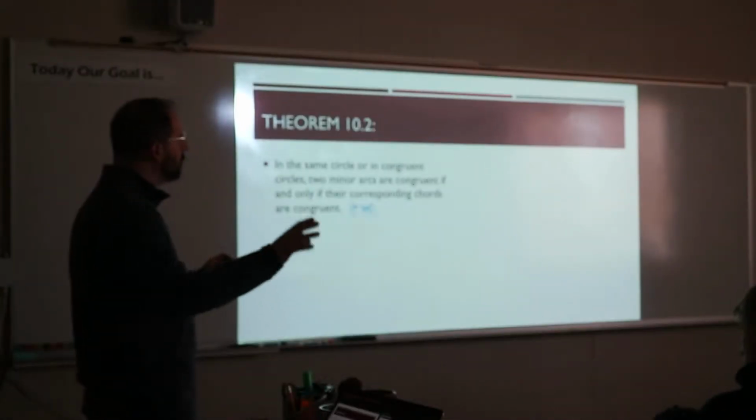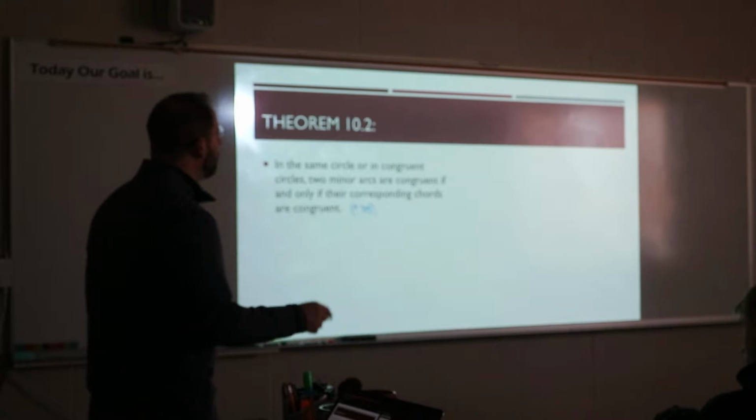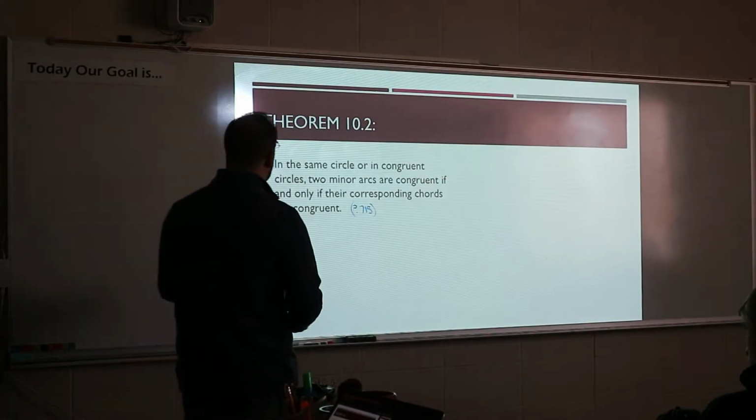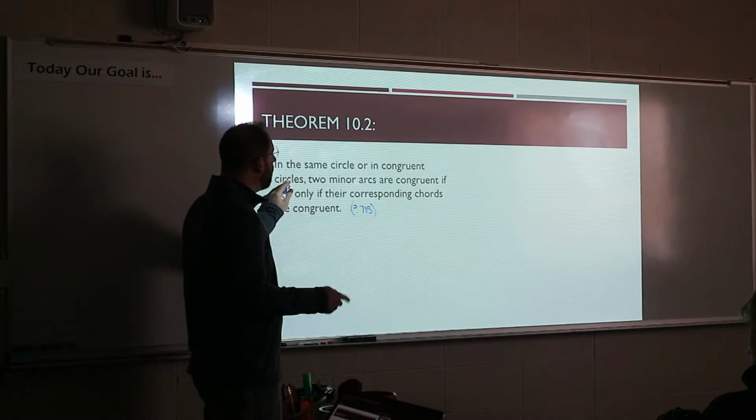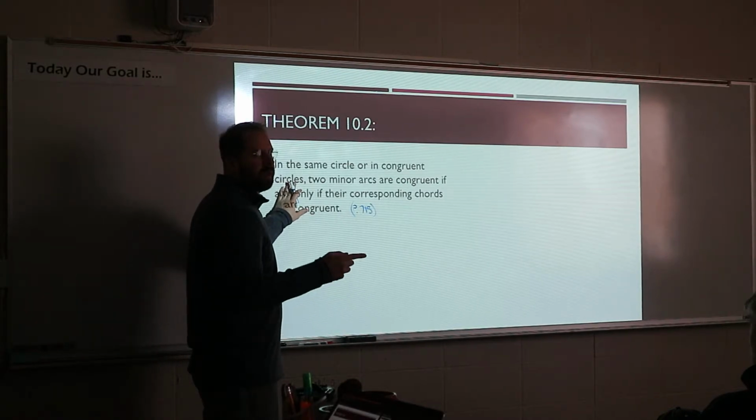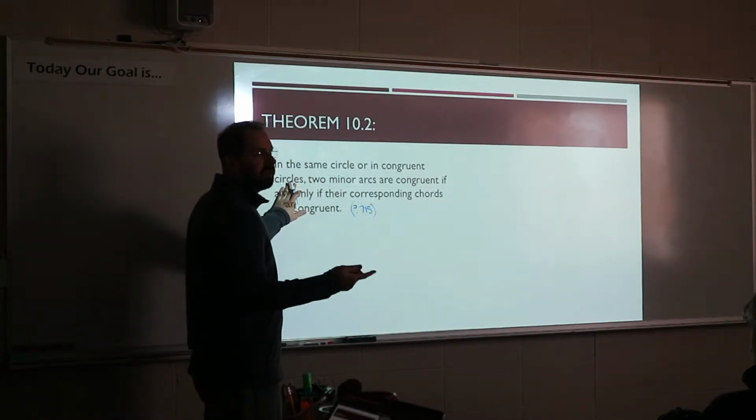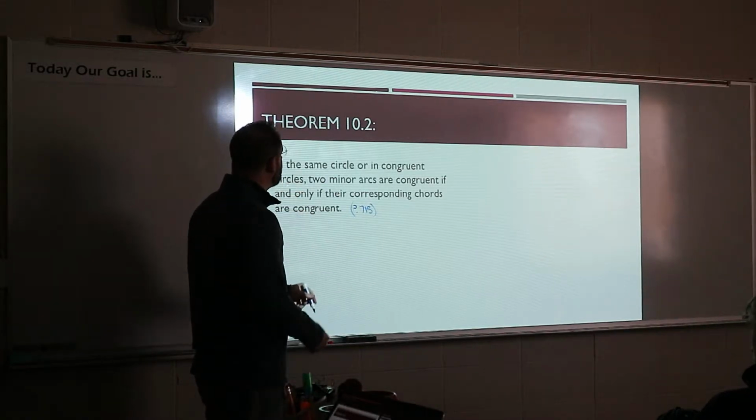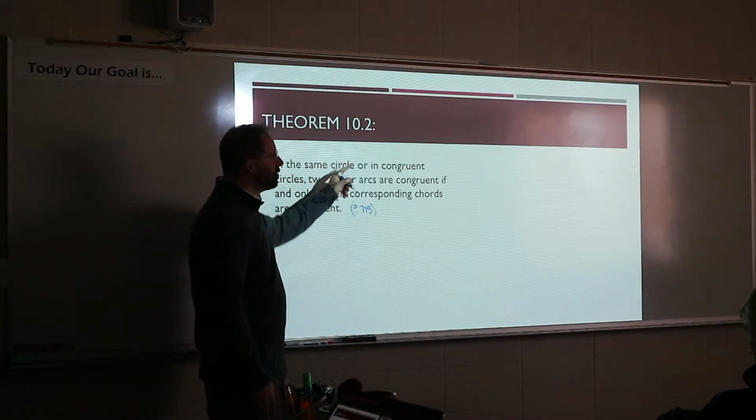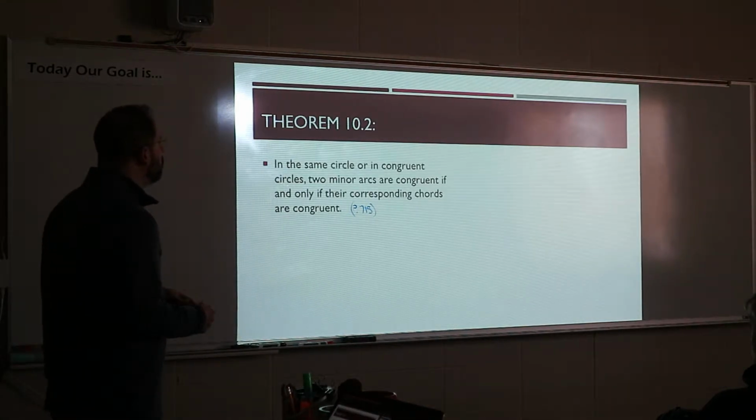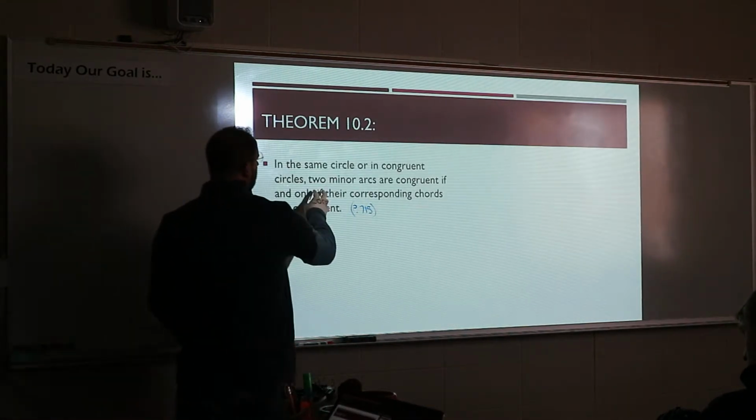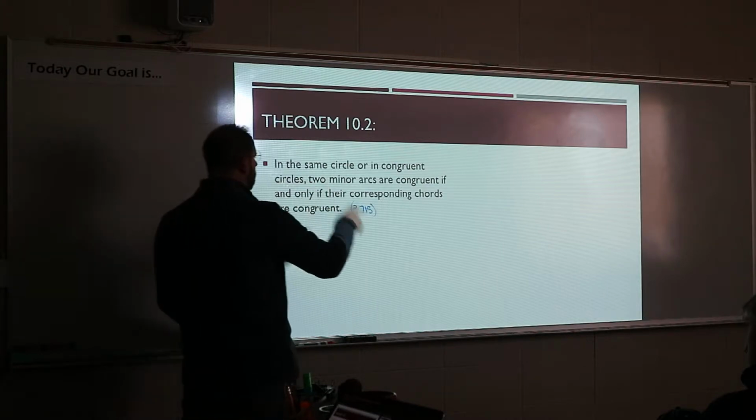Alright, so same circle or congruent circle. So we could have two different circles going on here, but they have to be congruent circles. What we talked about last Tuesday and on Monday this week is that what makes circles equal is that they have the same radius. That's one of the definitions. Or if they're within the same circle, then no problem. It only has one radius length. But we're talking about two minor arcs are equal if their corresponding chords are congruent.